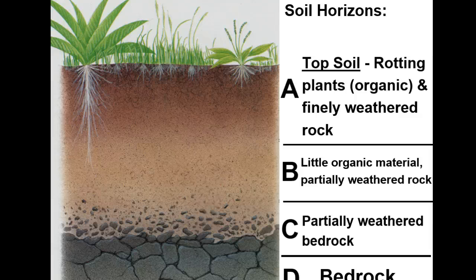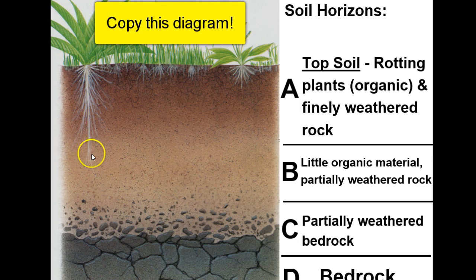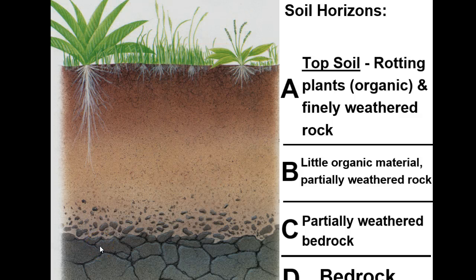So you're going to need to get down this diagram, and you are going to have to write down the soil horizons. So again, we're going to start at A with the topsoil, going into B, where we have very little plant life left or organic material, and some more weathered rock. And then C, where we have partially weathered rock, but little to no organic material. And then again, layer D, which is our solid bedrock.